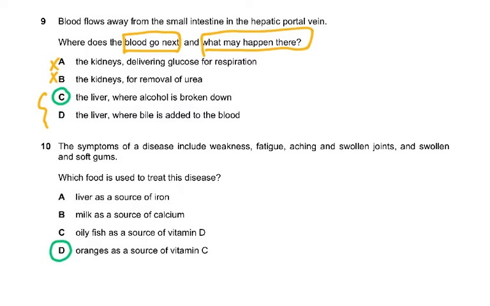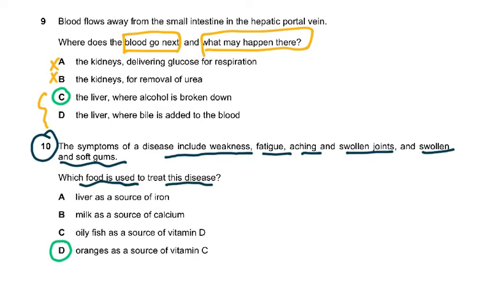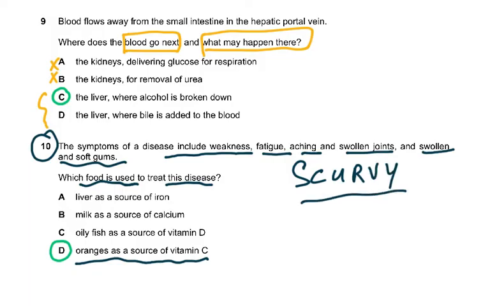Then coming on to question number 10, the symptoms of a disease include weakness, fatigue, aching and swollen joints, and swollen and soft gums. Which food is used to treat this disease? Oranges as a source of vitamin E. Basically, they are telling you all these signs and symptoms of scurvy. So, what do we need? Scurvy is a disease of deficiency of vitamin C, and this is what we had to figure out.